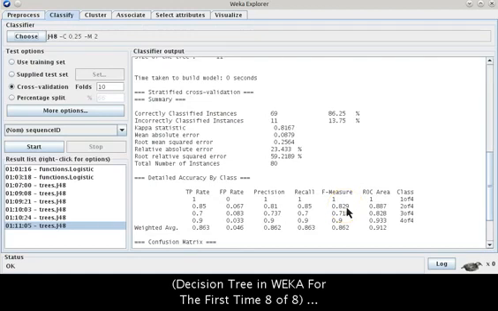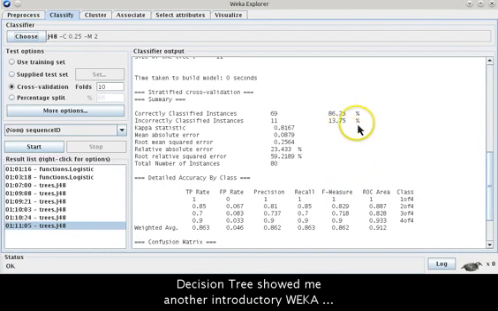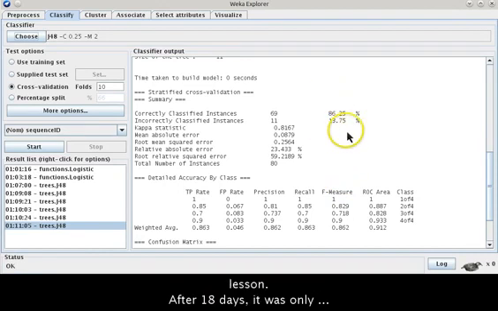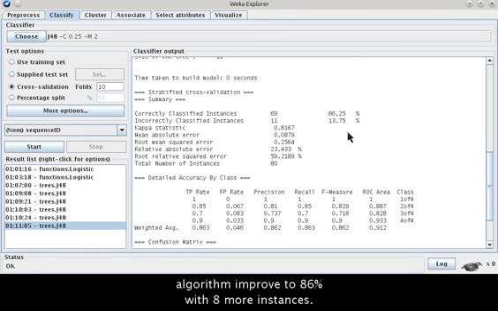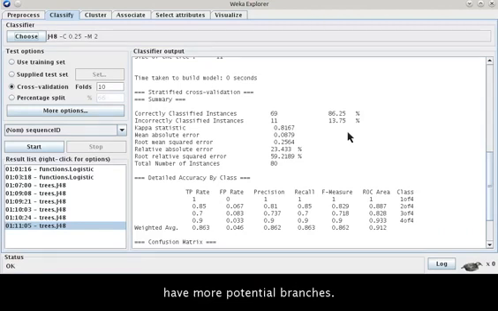And along those lines, Decision Tree showed me another introductory WEKA lesson. After 18 days, it was only 83% accurate. I saw this Decision Tree algorithm improve to the 86% with 8 more instances. So we can assume with more instances or more attributes, this tree will have more potential branches and get more and more accurate.